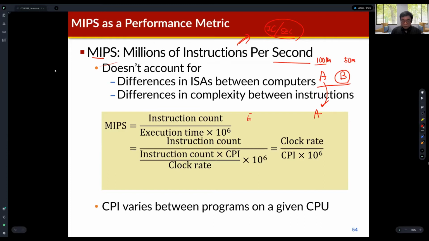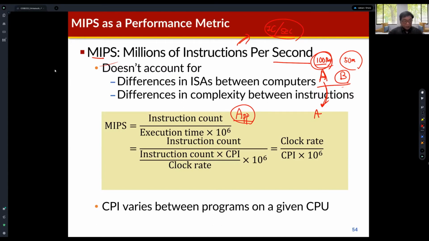Let's focus on this: these are different computer systems, and A can execute 100 million instructions per second. But this is the same application. It's the same application, and the application is written in a high-level language.